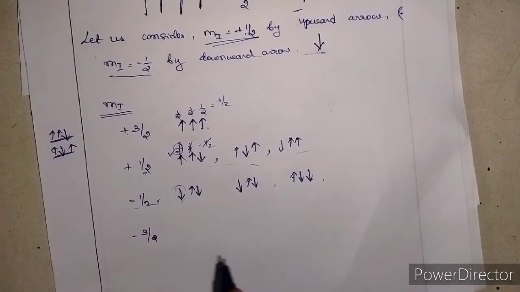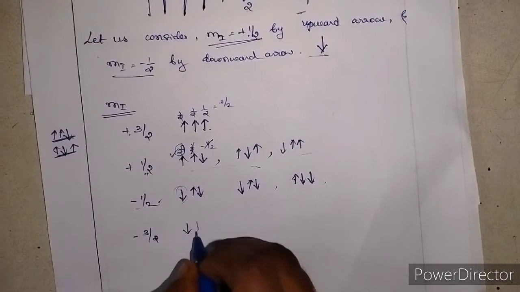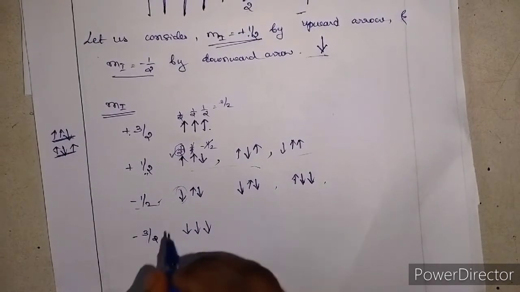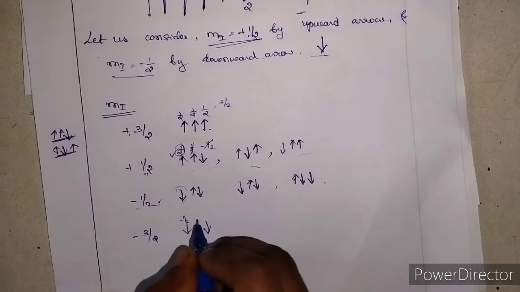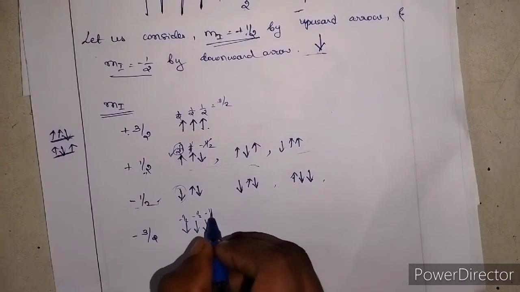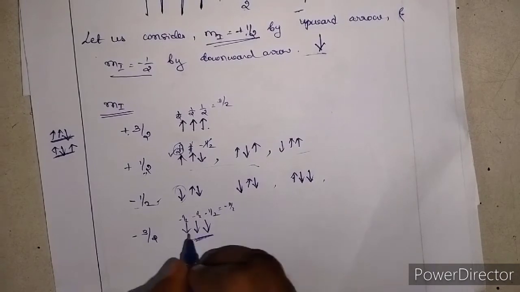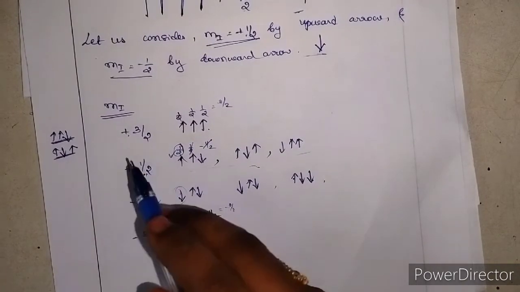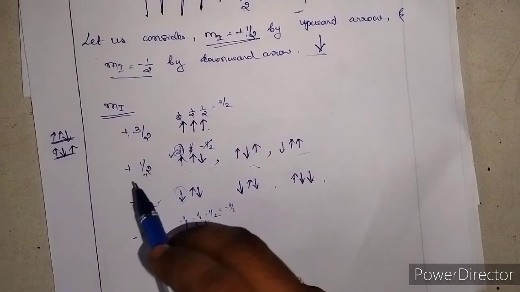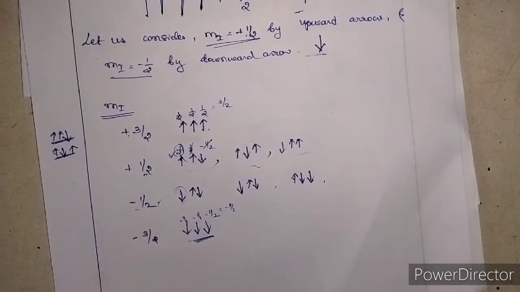Now in order to get minus 3 by 2, all arrows should be downward. Then only you get minus 3 by 2, because this is minus 1 by 2, this is minus 1 by 2, this is also minus 1 by 2. If you add them, it is minus 3 by 2. Only one possibility is there for minus 3 by 2 as well as plus 3 by 2, because there is no other arrangement of arrows you can do for this.